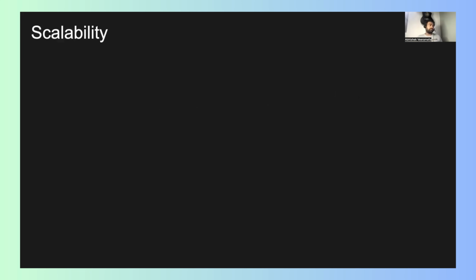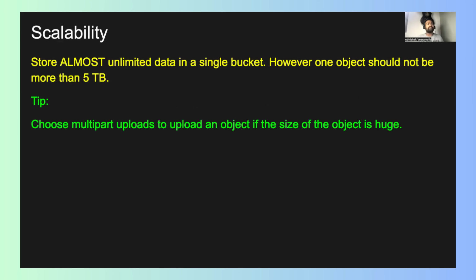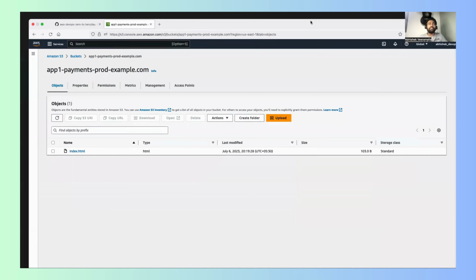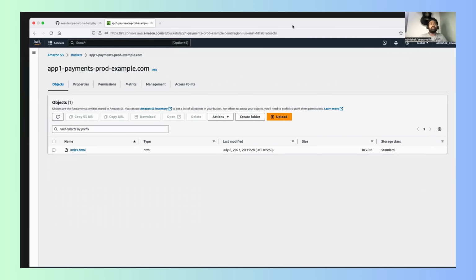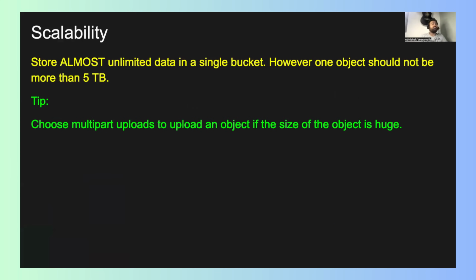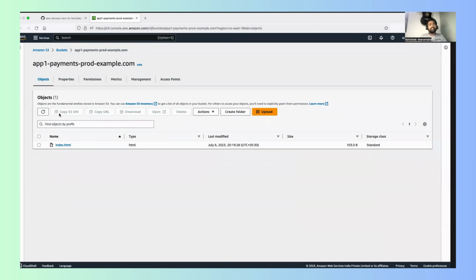Next thing, scalability. What scalability means here is, you can start with AWS S3, like in my case, I've started with AWS S3. I just uploaded an index.html, and scalability means you can keep uploading however much data is required, and AWS S3 will not restrict you. The only restriction is, for example, here I've uploaded index.html, right? The size of a single object should not exceed 5 TB. TB is usually a very huge amount of data, right? In this case, the index.html file that I've uploaded is 103 bytes, so it is a very, very small file.